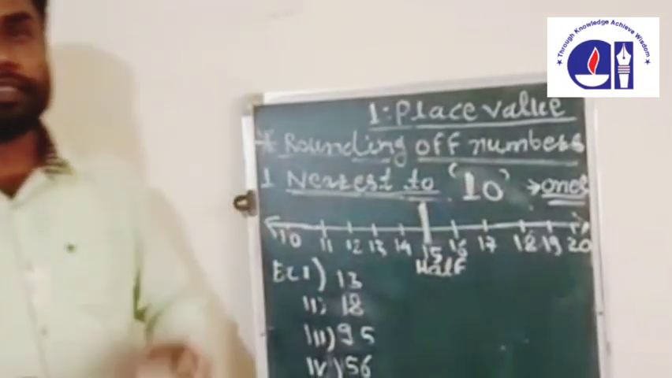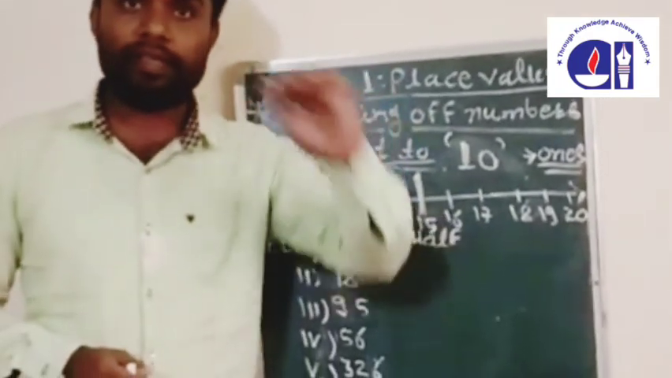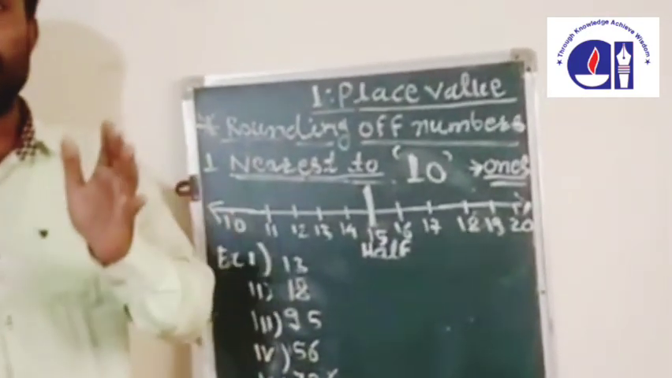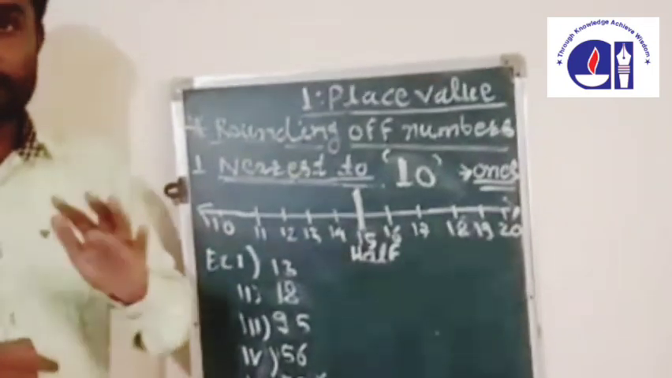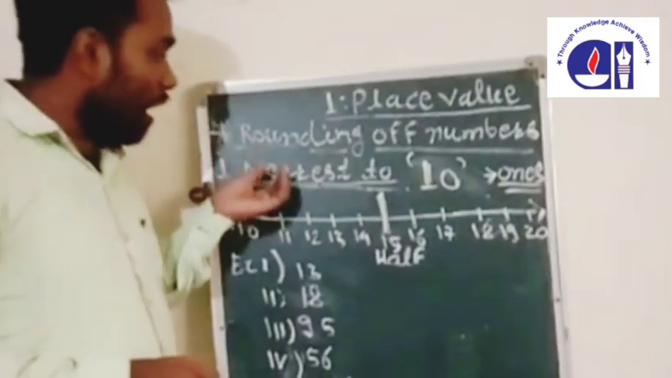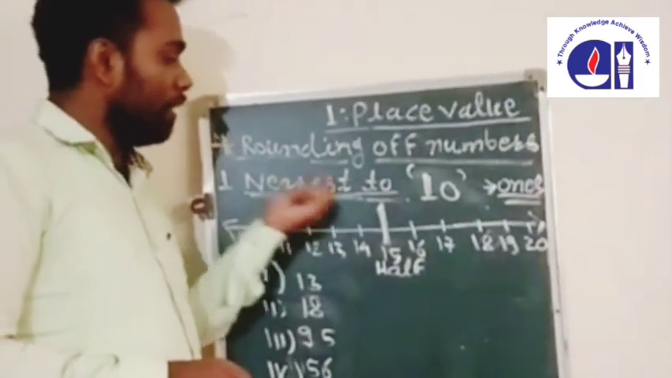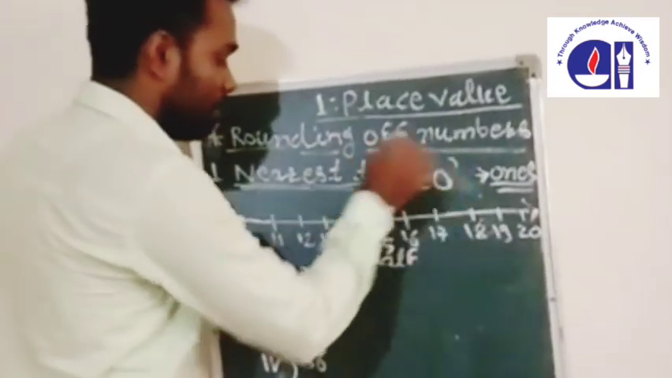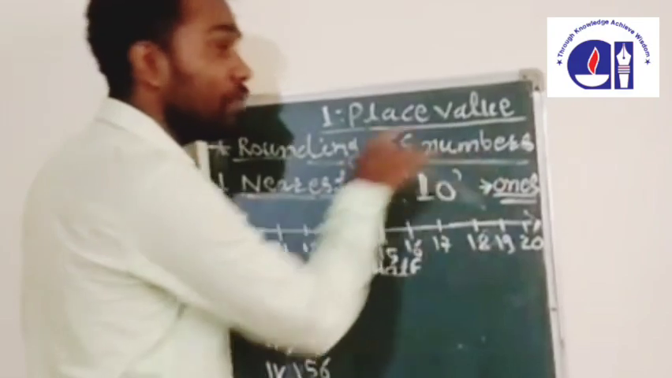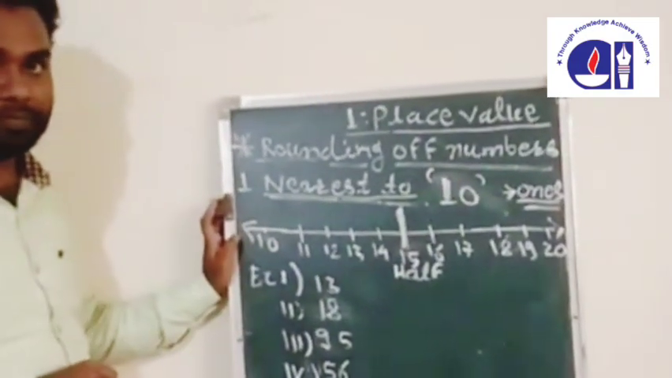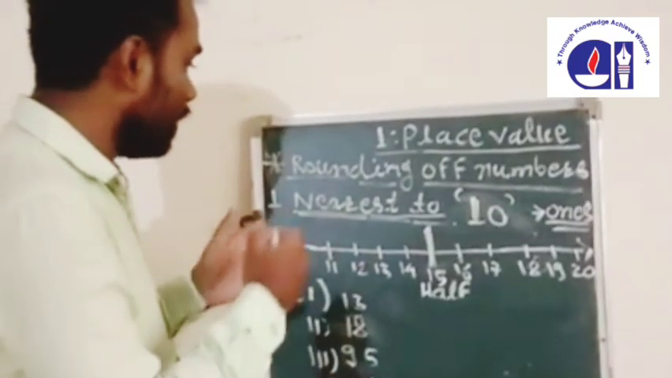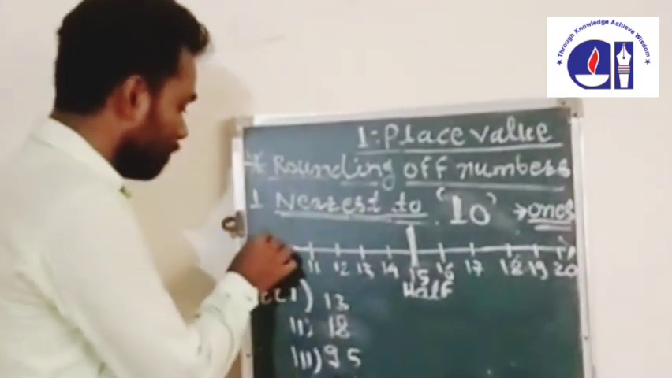You know which are tens? Tens means 10, 20, 30, 40, 50, 60, 70, 80, 90 and 100. So how to round a number to the nearest 10? We have to check the ones place of the given number. But you will understand how to round a number to the nearest 10 by this number line.